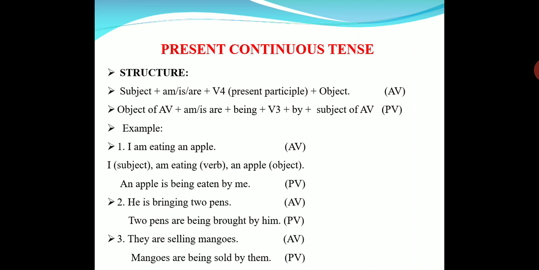So here what we have to learn: V4 is the present participle, and for that what is the be form we have to use? The regular be form am, is, or are will be continued, and after that being is added. Okay, that you have to remember. V3 is common for every tense.